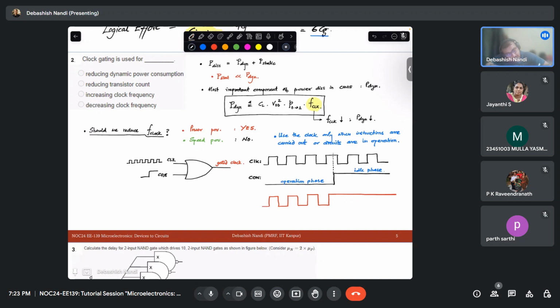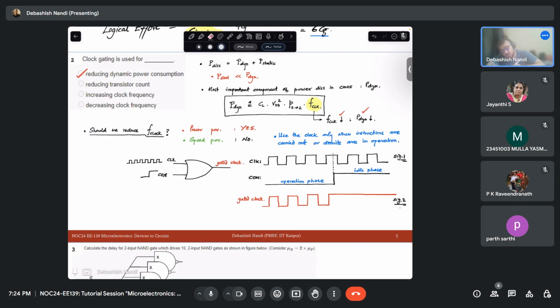Now if this is signal 1 and this is signal 2, obviously you can see that P01 times F clock is lesser in the case of signal 2 because my clock is not switching. So this is called your gated clock. This is used to reduce the effective F clock, thus reducing your dynamic power. So reducing dynamic power consumption, it is being used.